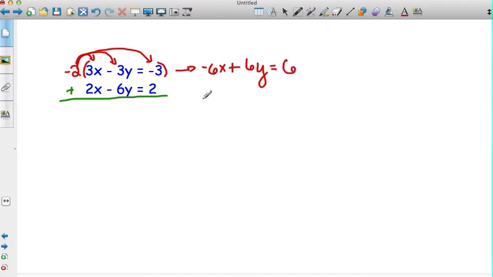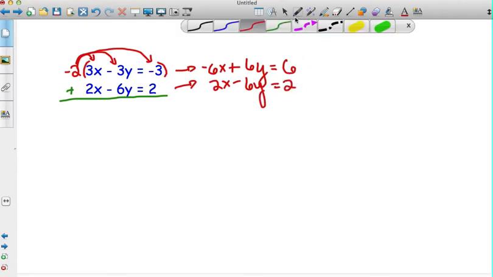Okay, now have we changed the bottom one at all? No, we have not, so I'm just going to go ahead and bring it over here. I end up with 2x minus 6y is equal to 2.